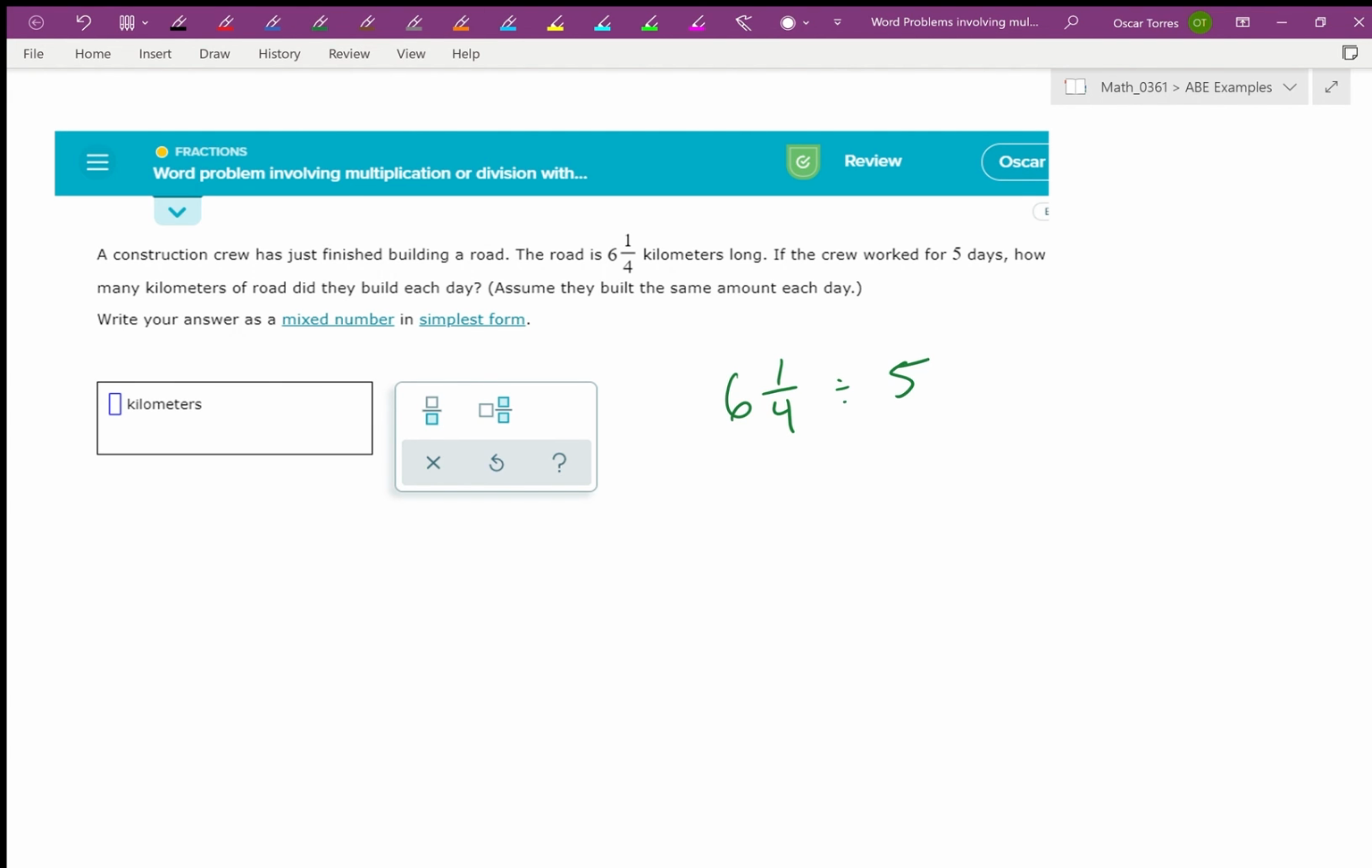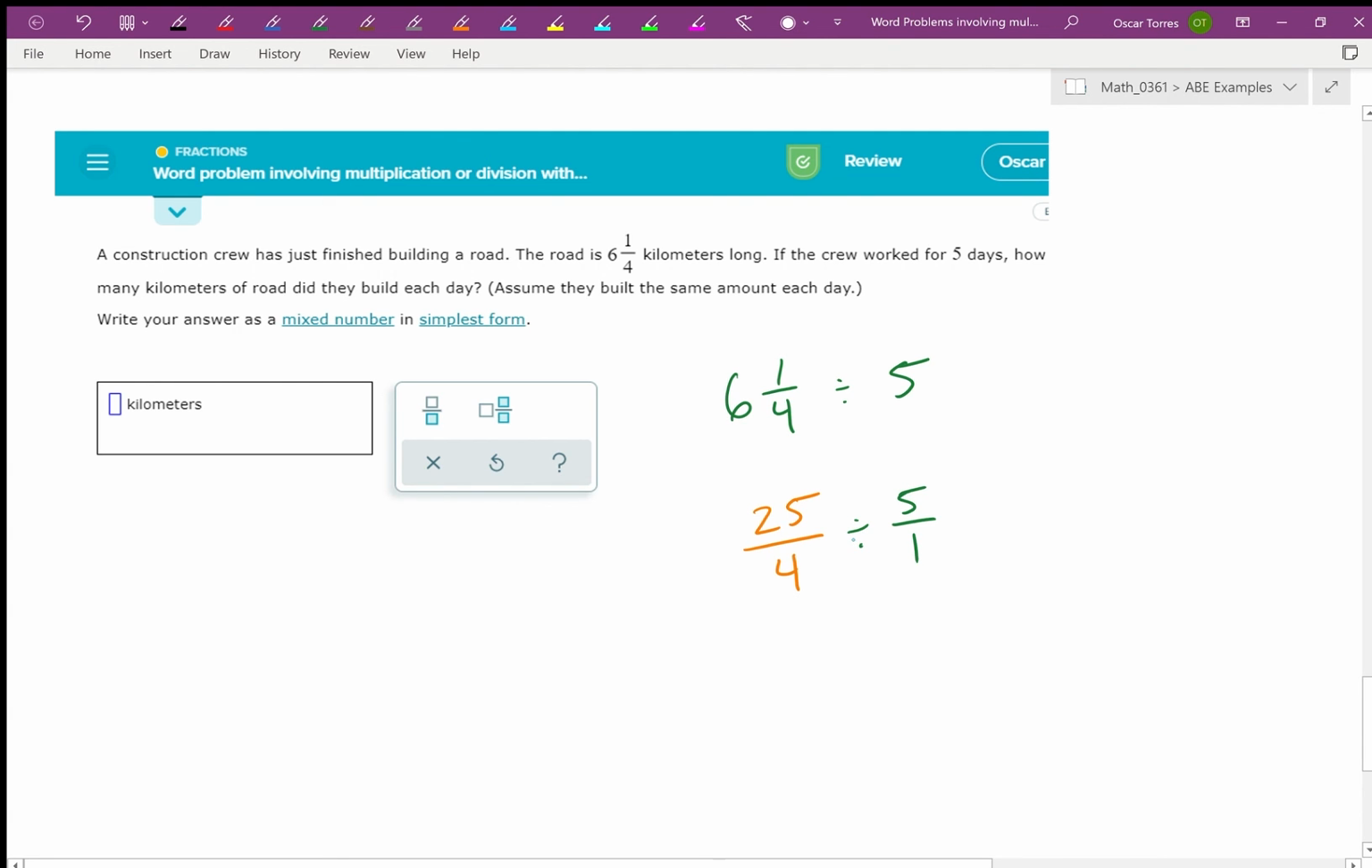Now I need to turn everything into an improper fraction. To turn this first one into an improper fraction, we do 6 times 4. That's 24 plus 1 is 25. So we have 25 over 4. We're going to keep the division sign there for now, and we're just going to go ahead and turn the 5 into a fraction. To turn any whole number into a fraction, you simply place it over a 1. So that was the first step, is to turn all of the values that we have into an improper fraction.